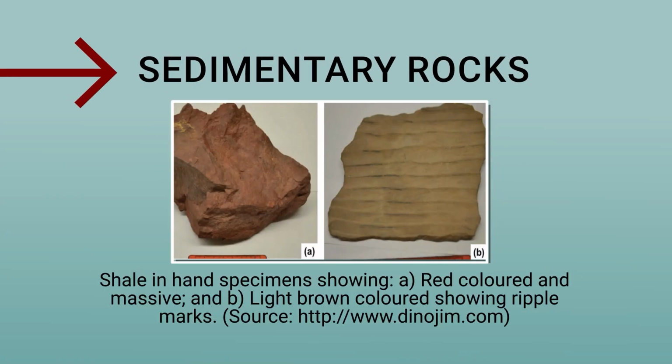Now, these are another two examples of sedimentary rock which are fine grained. For example, red colored massive shales, they are fine grained. Then you have a different shale which is light brown colored showing ripple marks. These are fine grained. These ripple marks can be caused either due to water action or wind action, and normally they give an idea of the environment in which they are formed.